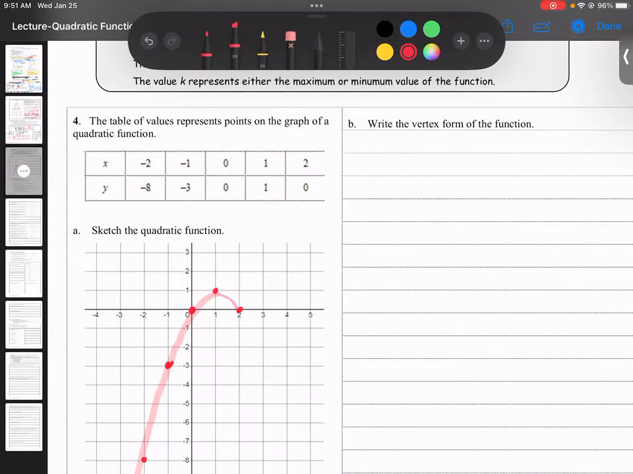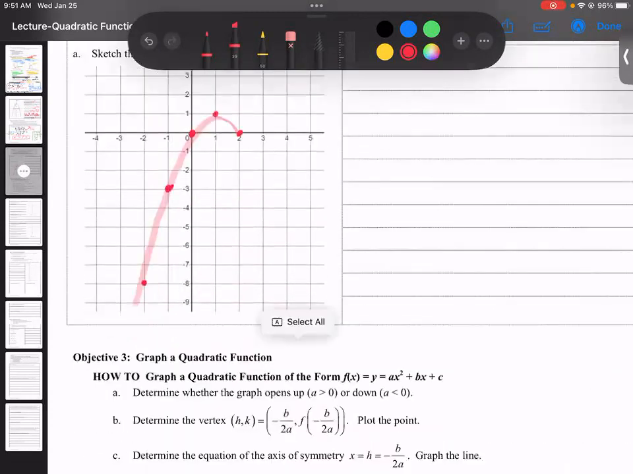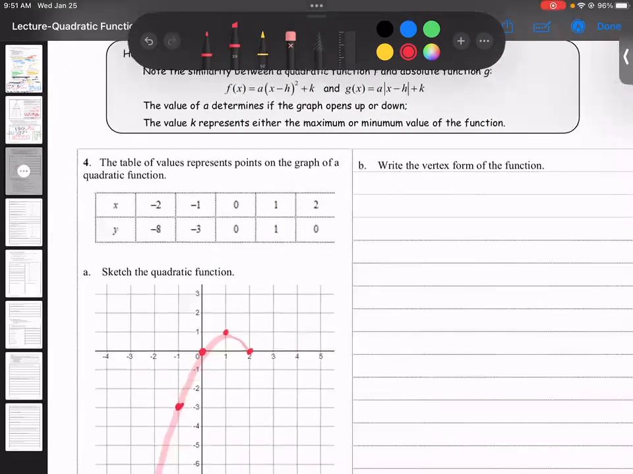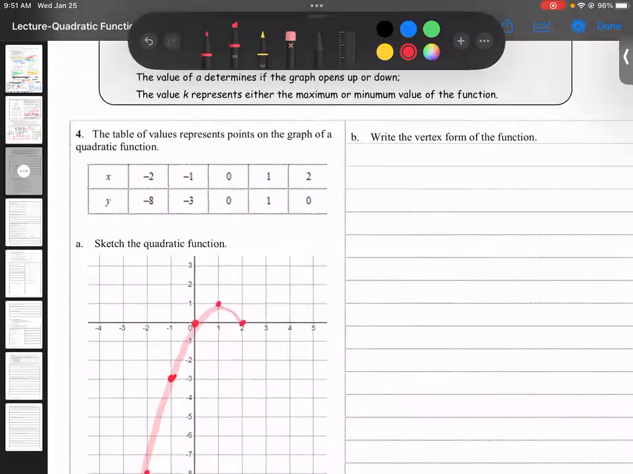Part A, write the vertex and sketch the quadratic function. Part B, write the vertex form of the function. Why don't you guys do it? I want you to do it.